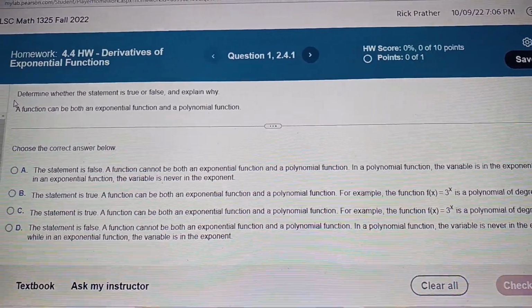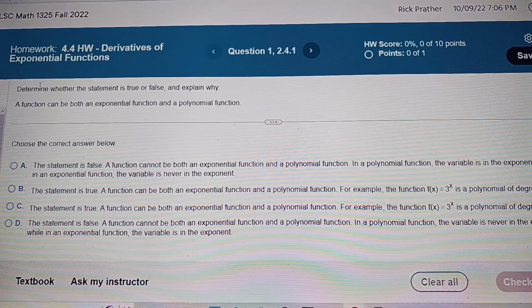Okay, so determine whether the statement is true or false and explain why. A function can be both an exponential function and a polynomial function. That is definitely not true. The difference between them is they're backwards of each other. Exponentials are like this, where you have a base of 3 and an x in the exponent. Polynomials are exactly the reverse, where the x is the base and the 3 or whatever number is the exponent.